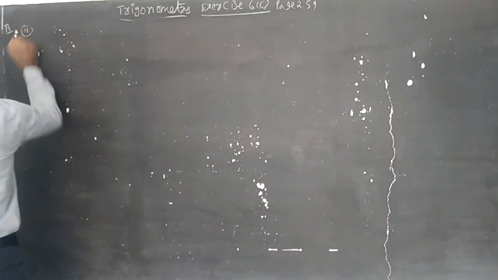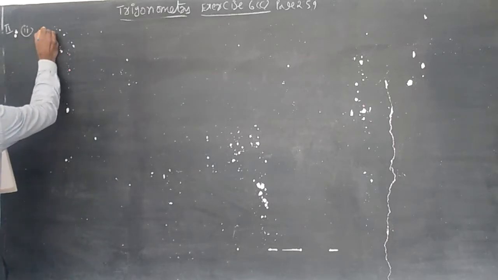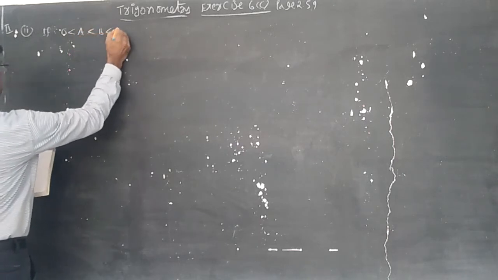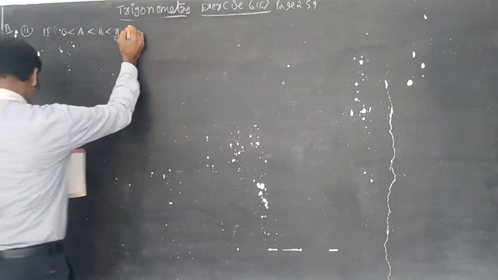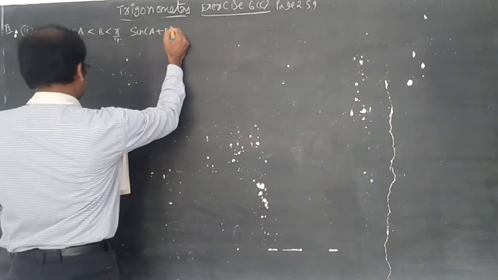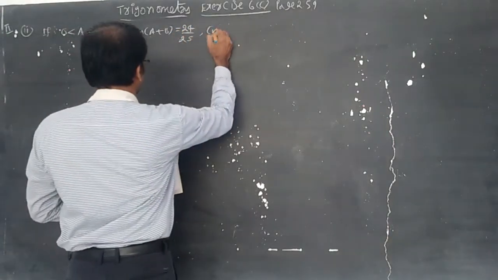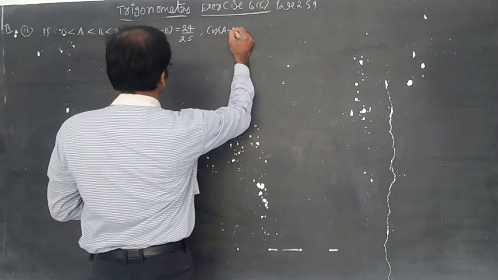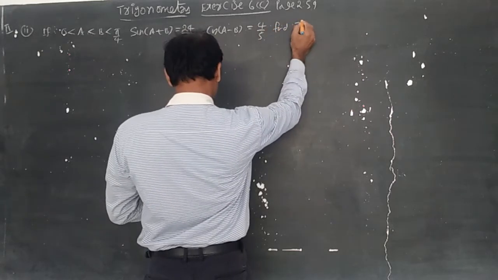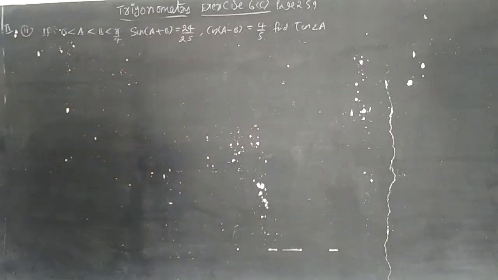In this second question, if 0 less than a less than b less than 5/4, sin of (a plus b) is equal to 24/25, comma, cos of (a minus b) is equal to 4/5. Find the value of tan 2a.